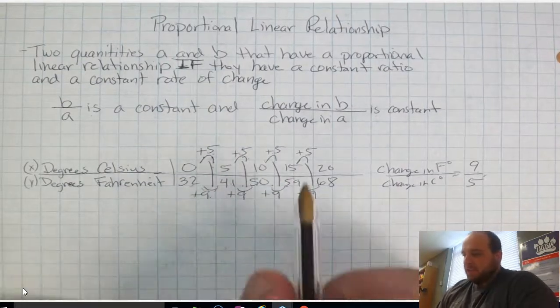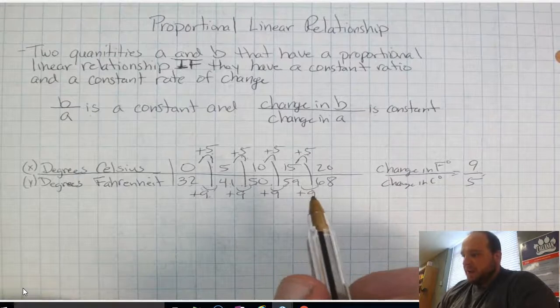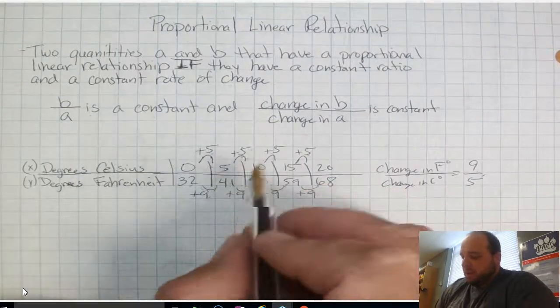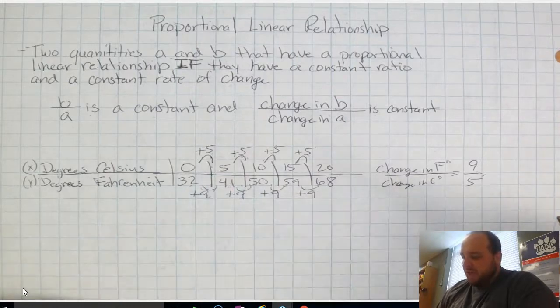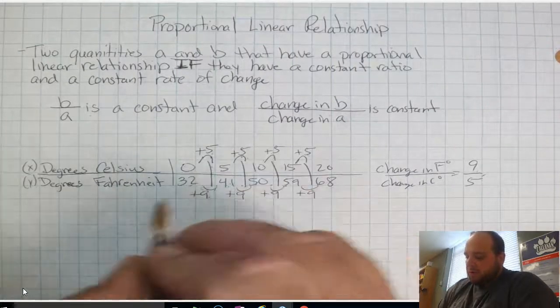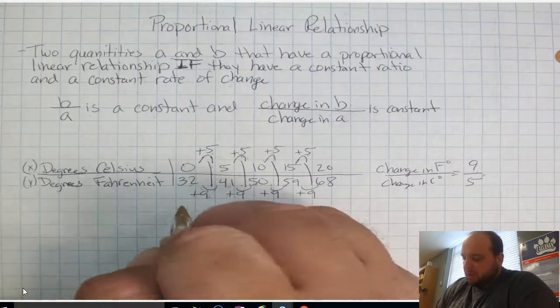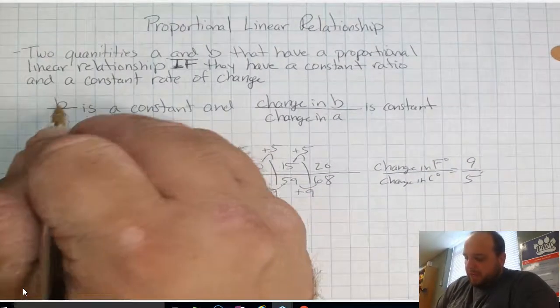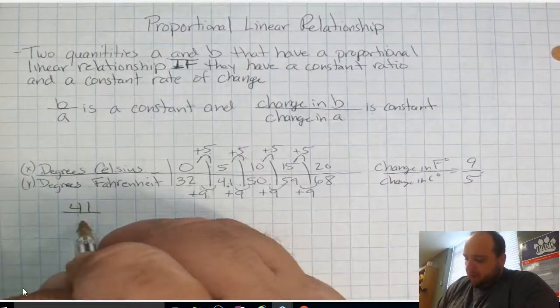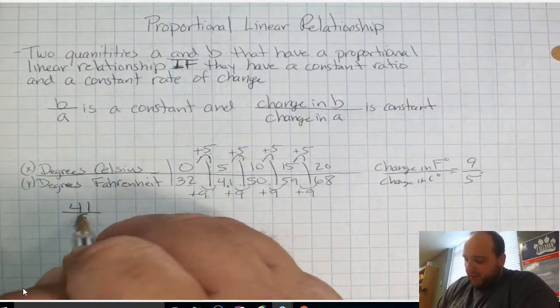The ratio is just a little bit different. To find the ratio, we take the Y value and divide it by the X value. We won't use 0; we're just going to use the next one. So we're going to use 41, because that's the Y, or the B, over A, which in this case is 5.